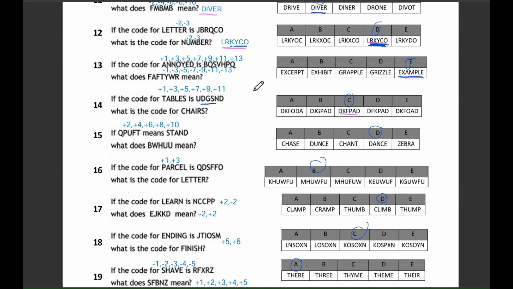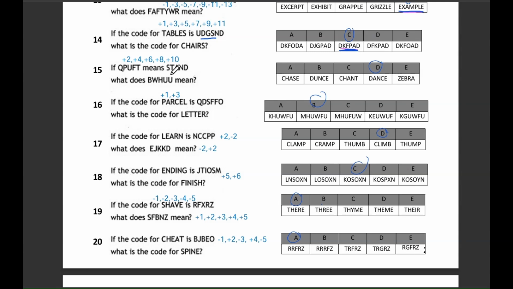Now let's do chairs. C plus 1 is D, H plus 3 is K, A plus 5 is F, I plus 7 is P, R plus 9 is A, and S plus 11 is D. So chairs becomes DKFPAD, which is answer C.